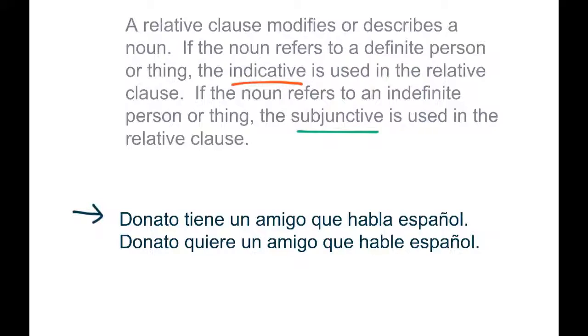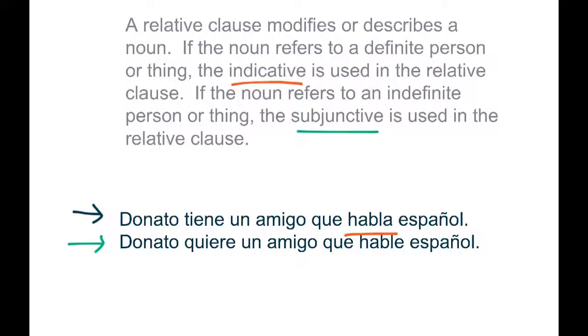Okay, Donato tiene un amigo que habla español. You'll notice, if you don't know what that means, Donato has a friend that speaks Spanish. Okay, so when we're talking about a definite person or thing, right, he has a friend. That means this is a thing that is true, that is an affirmation. He has a friend that speaks Spanish. So the speaks here is going to be in the indicative because this is a definite person being modified by the relative clause.